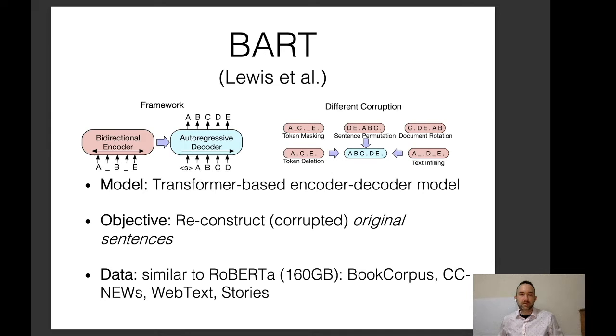There's also the BART model, and the way the BART model works is it is a transformer-based encoder-decoder model again, and it works by reconstructing the original sentences in the decoder from corrupted sentences in the input. And there are lots of different methods that are used for this corruption, such as deleting tokens, masking out tokens, permuting the order, rotating documents, and text infilling tasks. So they try all these different types of corruption, all with the goal of recovering the original output. And it was trained on lots and lots of different data: the books corpus, CC News, web text, and stories.